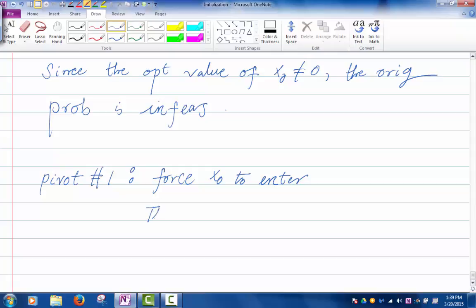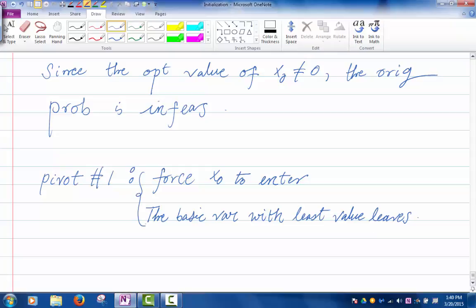The basic variable with least value leaves. So this is the strange pivoting operation, which is not the same as what we did before.